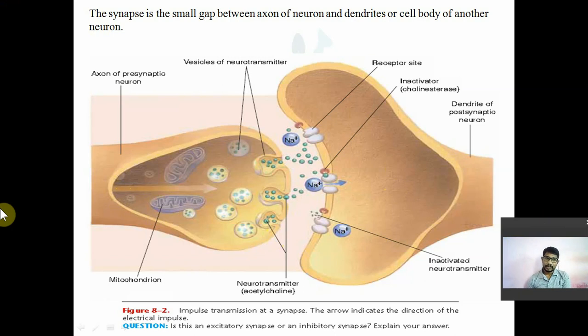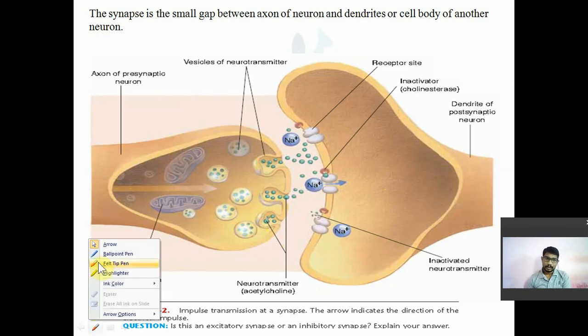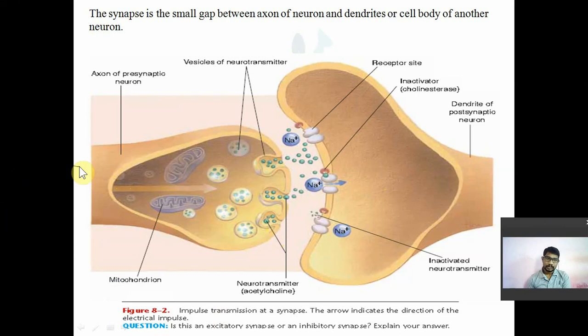ये जो वाला है इसको बोलेंगे presynaptic neuron. उसको बोलेंगे postsynaptic neuron. So it is a presynaptic neuron, it is a postsynaptic neuron. Now in between these neurons there is a tiny gap, which is known as a synapse.